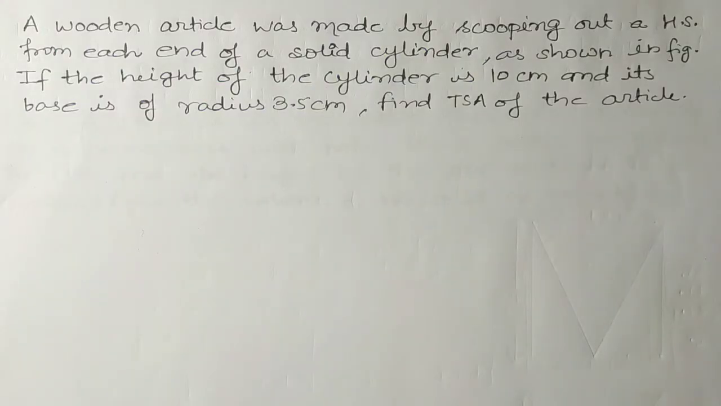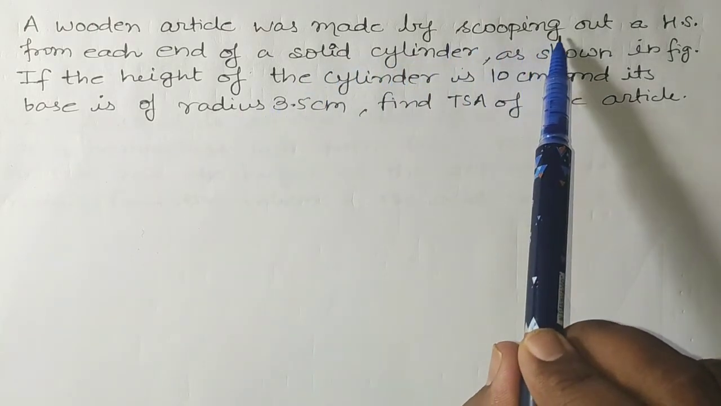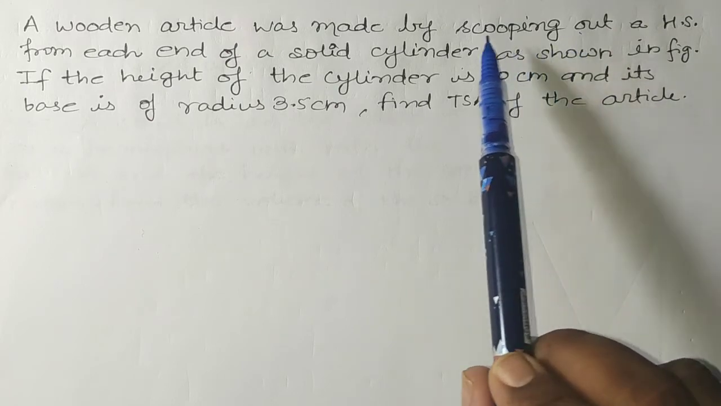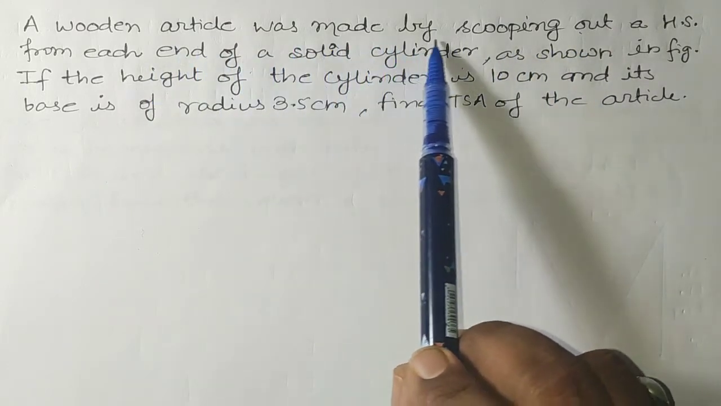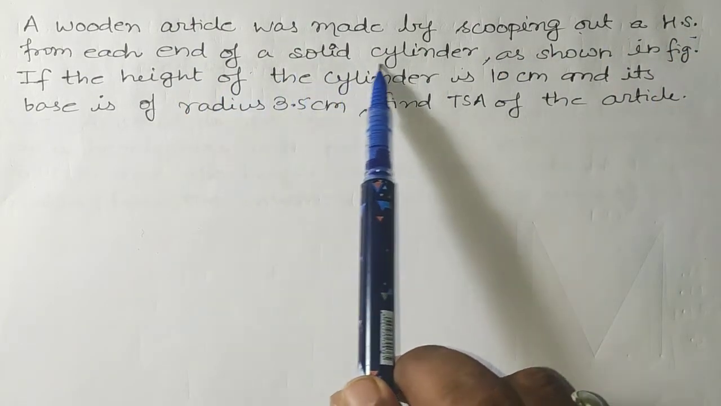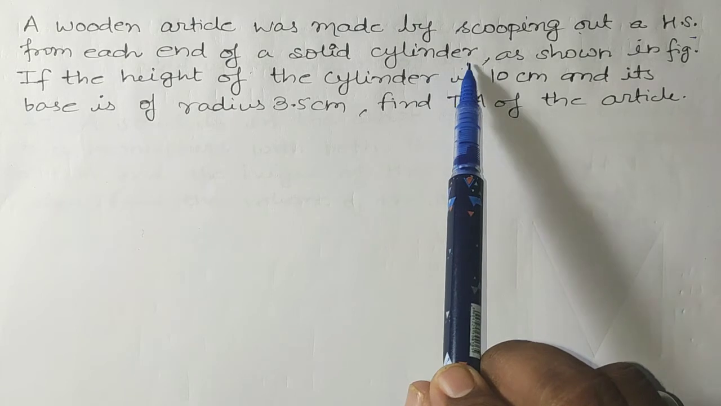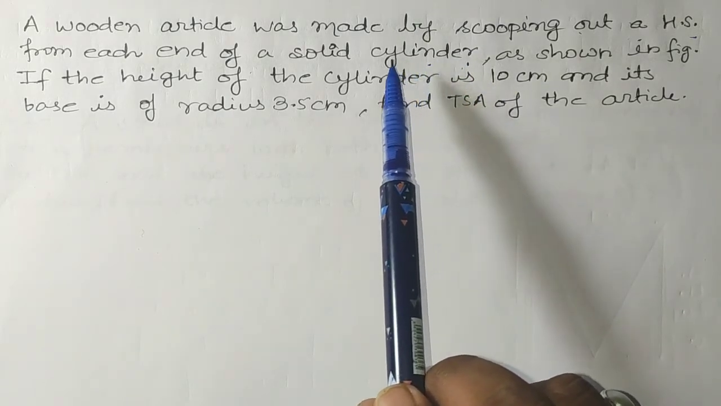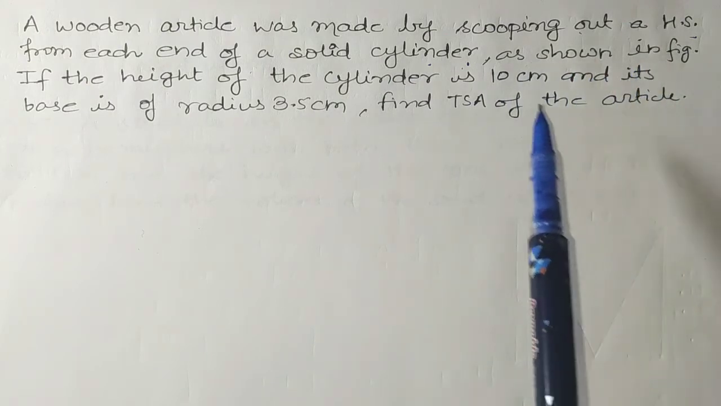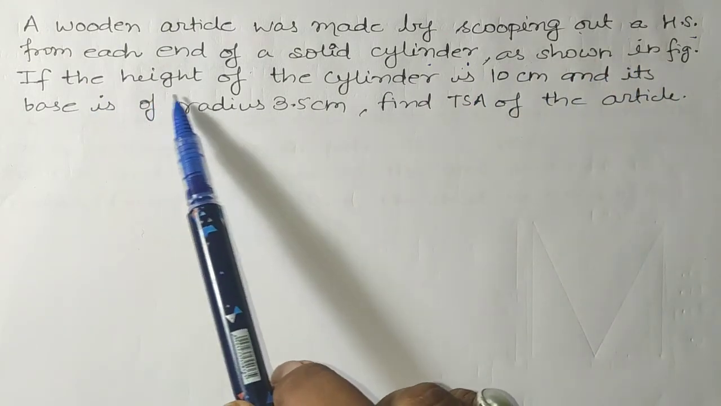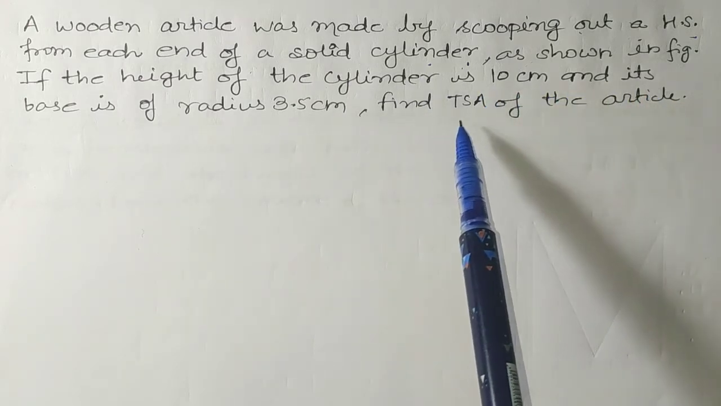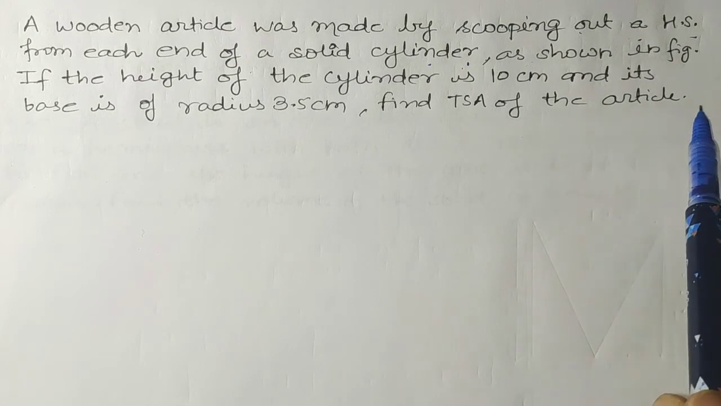Question number 9 is, a wooden article was made by scooping out. Scooping out means hollowed out or cut out. So a wooden article was made by scooping out a hemisphere from each end of a solid cylinder. From each end of the solid cylinder, a hemisphere is cut out, as shown in the figure. If the height of the cylinder is 10 centimeter and its base is of radius 3.5 centimeter, find the total surface area of the article.